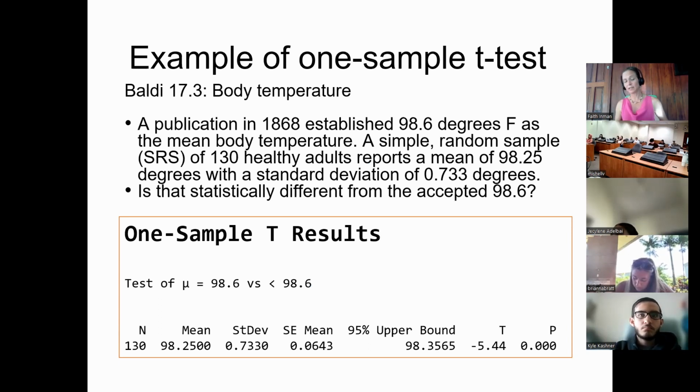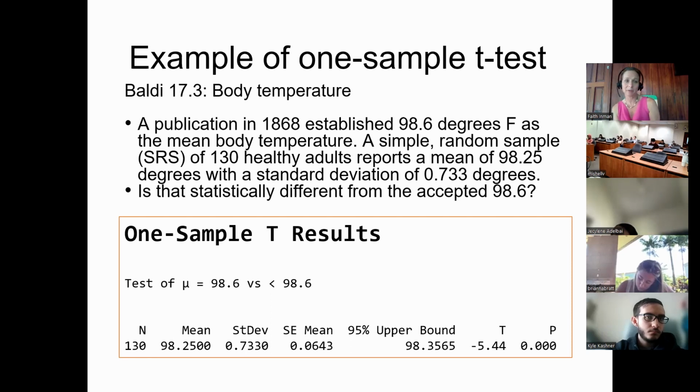This is from the book, Baldi chapter 17, example 17.3. This is body temperature. A publication in 1868 established 98.6 degrees Fahrenheit as the mean body temperature. You've probably all heard this. 98.6 is our body temperature. If you have a fever, you're higher than that, right?